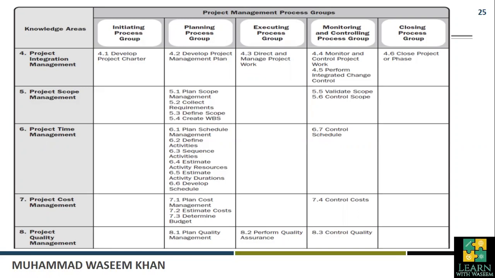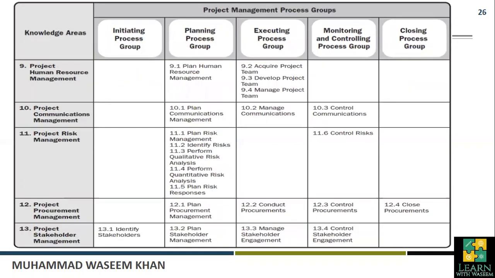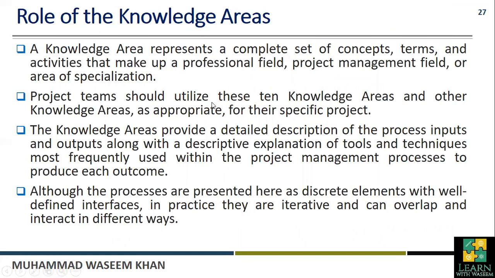I think it's very simple, and this graph is very important for the students, especially because they will have a big picture and a summary of the whole process groups and knowledge areas. In this particular table, you can see what is included from the project human resource management, for example, in the planning process group. The planning process group includes plan human resource management from the project human resource management knowledge area. Okay, so you can go to that particular table on your own.